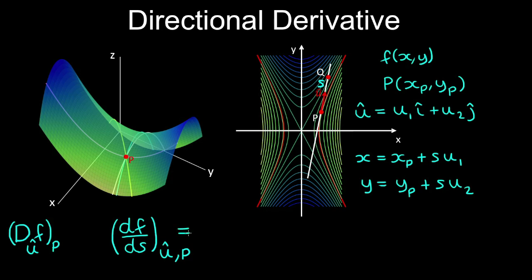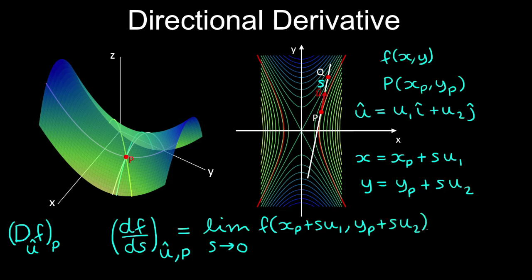And this is defined as the limit as point Q approaches point P. So we take the limit as the arc length parameter tends to 0, and the difference quotient is the function evaluated at xp plus the arc length parameter times u1, and yp plus s times u2, minus the function at point P, over the arc length parameter s.